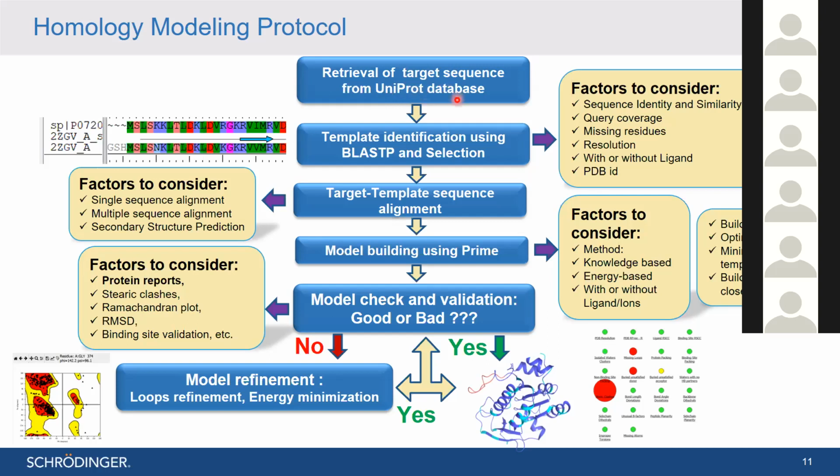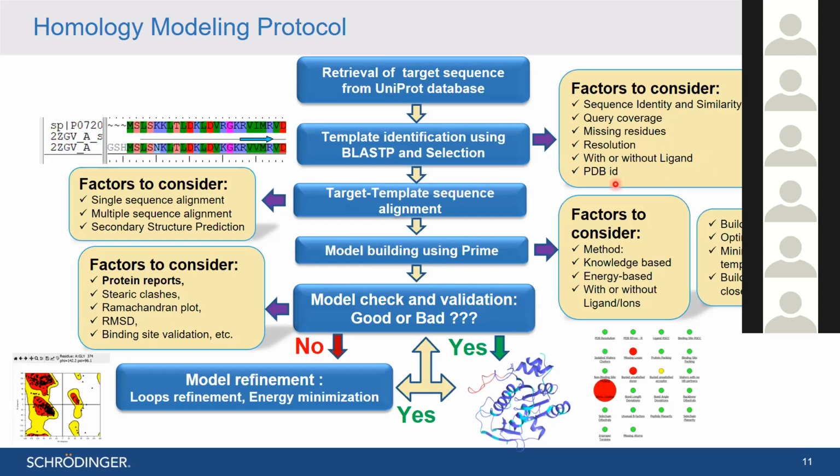Once you have that sequence, there is a method called BLAST-P to find the suitable template structure for your homology modeling. For that we run a BLAST-P search, which is nothing but a search algorithm to find the best suitable template structure. At the end of this search, you will have various parameters to consider. For example, how much is the sequence identity and similarity between template and target, how much is the query coverage, whether there are missing residues present in the template, what is the resolution, like if it is an X-ray crystal structure, what is the resolution of this particular template, whether it contains a ligand or not, and what is the PDB ID of it.